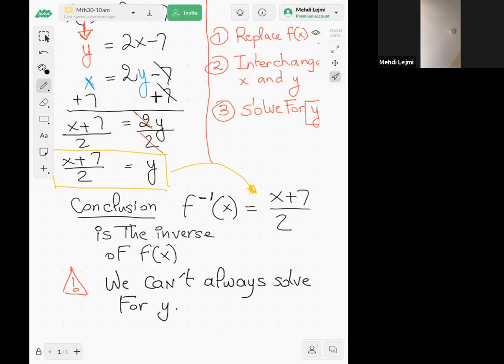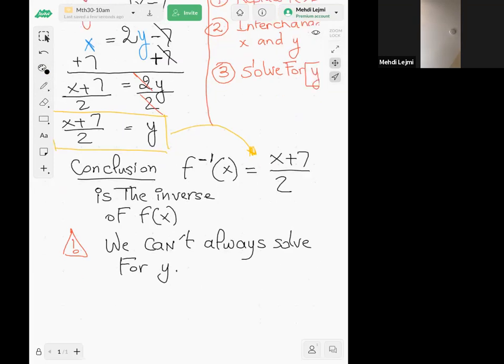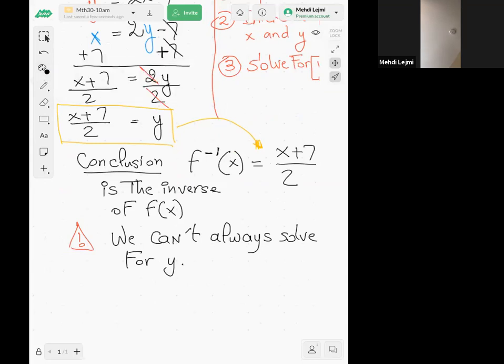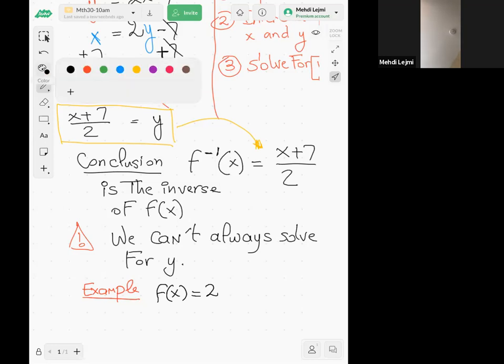For example, a very basic, very simple example. Let's say f of x is equal to a constant, some number, so let's say it's equal to 2. This is a constant function. The output is always the same, which is 2.